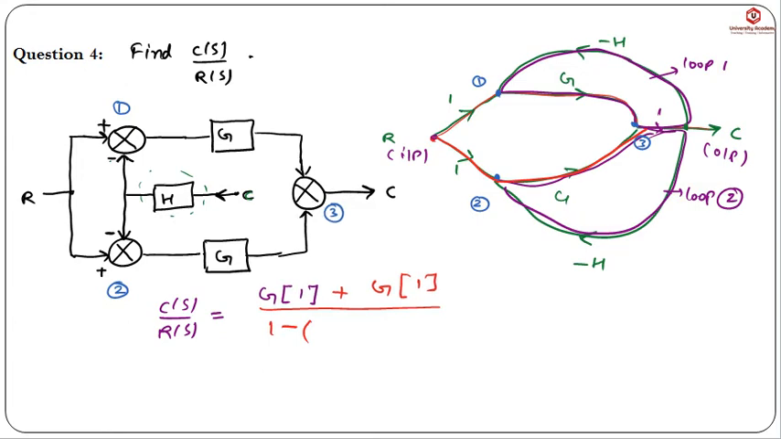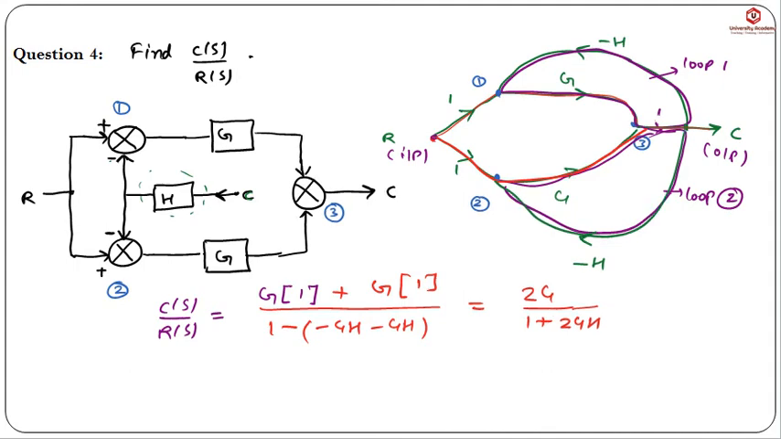Then we have to write the delta value in the denominator, which is given by 1 minus sum of all the individual loops. So here there are two loops. The gain of loop 1 is g into 1 into minus of h, so that is minus of g into h. And similarly the loop gain of loop 2 is again minus of g into h, so this will be equal to 2 into g divided by 1 plus 2gh. Okay, so this is the transfer function for this question.